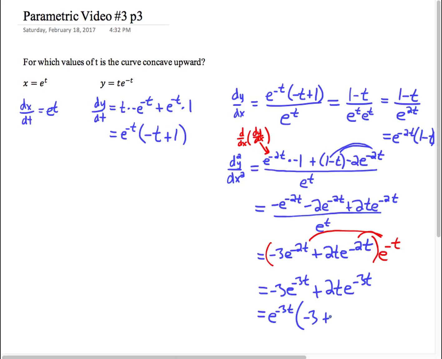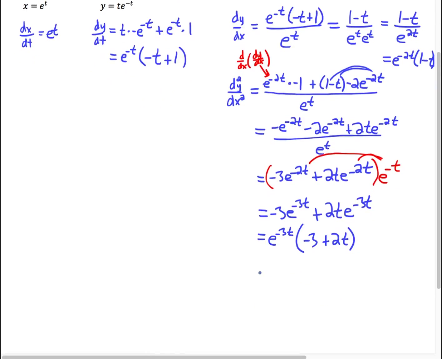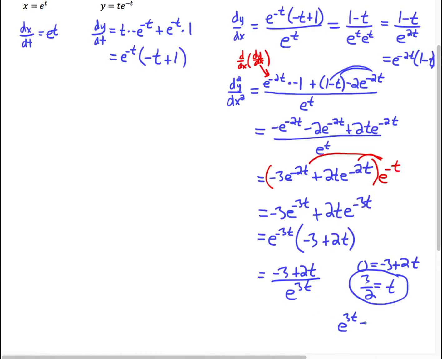So I have negative 3 plus 2t, and that's going to be easy to see where that is 0 or undefined. So I'm going to write it as negative 3 plus 2t, and now I'm going to move this guy back to the bottom, because now I can see the top is 0 clearly where this is 0. That's easy. So that's going to be t equals 3/2. There we go. So there's one place where I might get a change in concavity, and then I also need to, of course, investigate where the bottom equals 0.